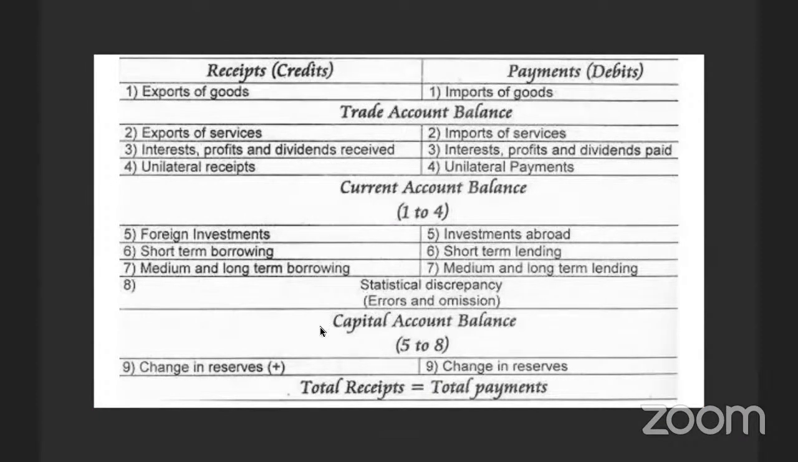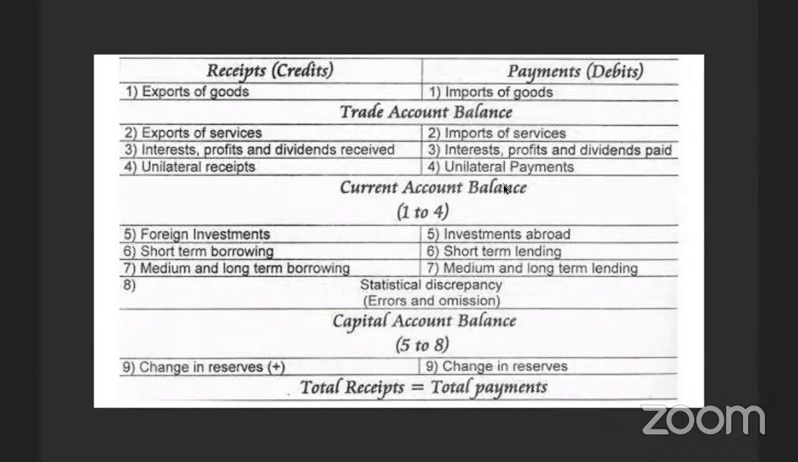This is a model balance of payment. These are receipts, and these are the payments. You receive money when you export goods, income. Then you have to make payment when you import goods. Then trade account balance. Export of services, interest, and unilateral receipts. Then import of services, interest, and unilateral payments.